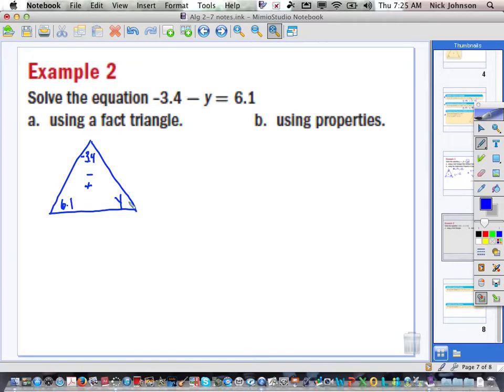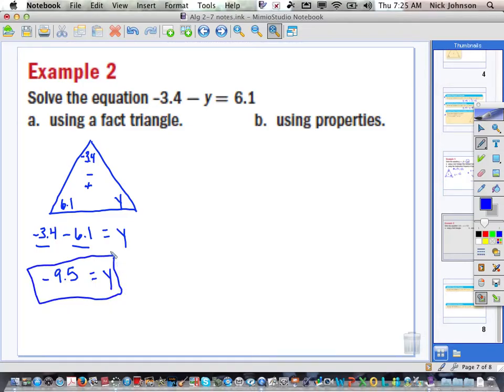So in this case, my add-ins were y and 6.1. Well, if you look at this, we're going to work backwards. A negative 3.4 minus 6.1 has to equal y. Well, both these have the same sign, so you add them together. What's 3.4 and 6.1? You're going to tell me 9.5. The sign of them both is negative, and that gives me my y.